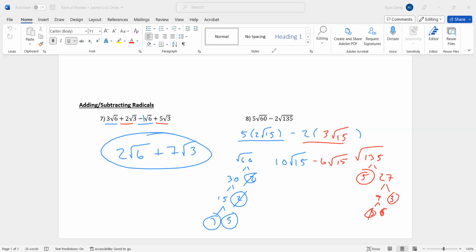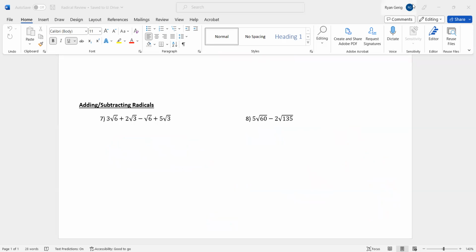Now the numbers under the radical are the same, and I can put those together to make 4 radical 15. Hopefully this is all review for you. But if it wasn't, hopefully it helped. We are going to be using this a lot, starting with lesson 1.